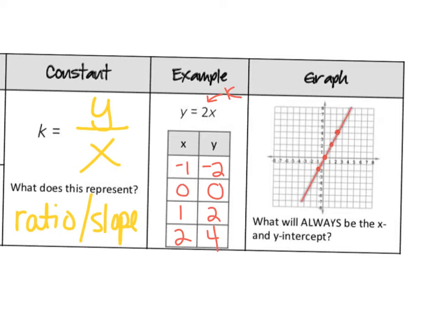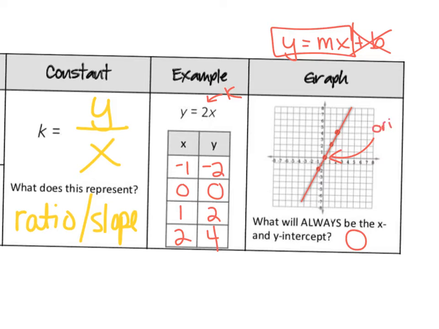Now let's do a little flashback to Algebra 1. Notice that this goes through the origin. Well, it's always going to go through the origin because think about slope-intercept form, y equals mx plus b. There is no plus b when it's direct variation, or we could say that b is 0. So the y-intercept and also the x-intercept will always be 0. It has to go through the origin if it is direct variation. If it goes through anywhere else, it is not an example of direct variation.